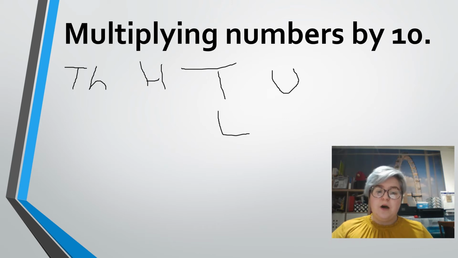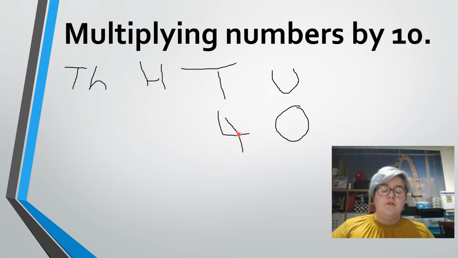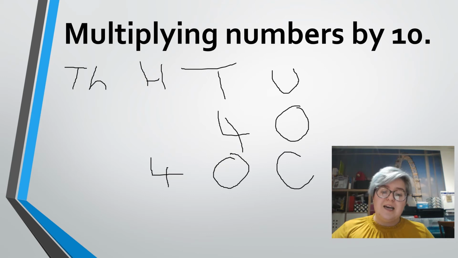So for example, if I have 40, and we're timesing 40 by 10, the 4 is going to go up from the tens to the hundreds because we're making it 10 times bigger. So if we make a 10 10 times bigger, it becomes 100. So the tens goes to the hundreds, it's a 4. The 0 in the units becomes a 0 in the tens. And then we've still nothing in the units, so we need to add an extra 0.